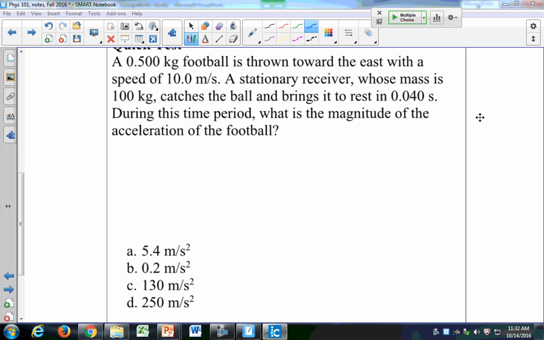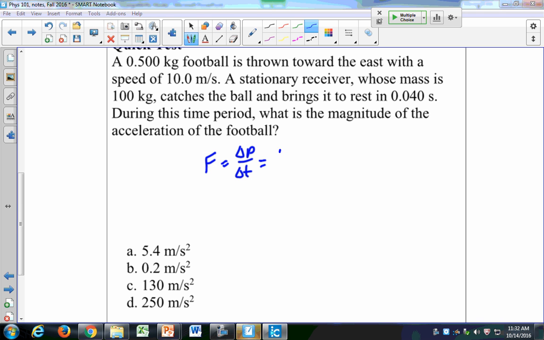Let's see. I want to know the magnitude of the acceleration of the football. Well, there are actually a couple ways you could do this. Let's do it the hard way first, and then we'll do it the easy way. The force is delta P over delta T. All right, so I can figure out the force first. This is the hard way, okay? But then you need to know how to do this problem too, so let's do this one as well.